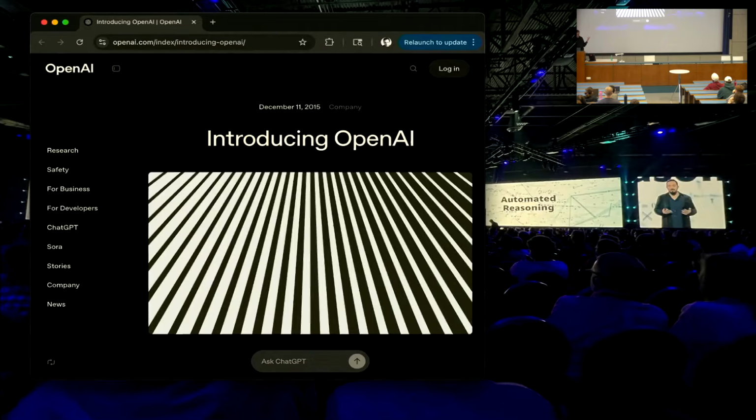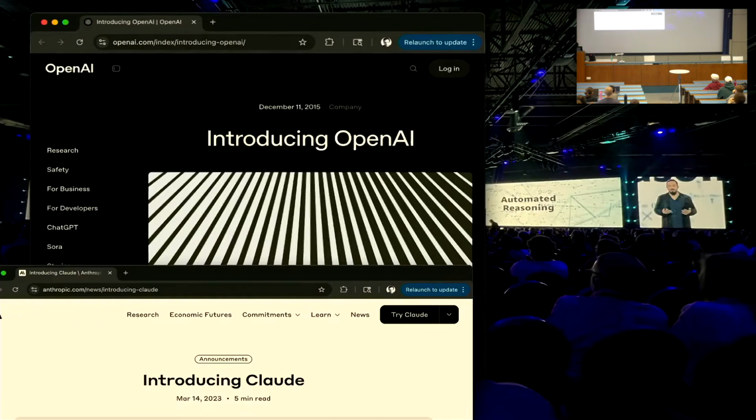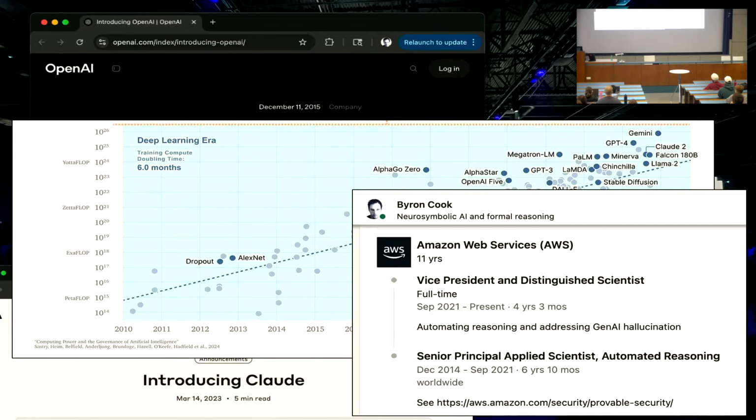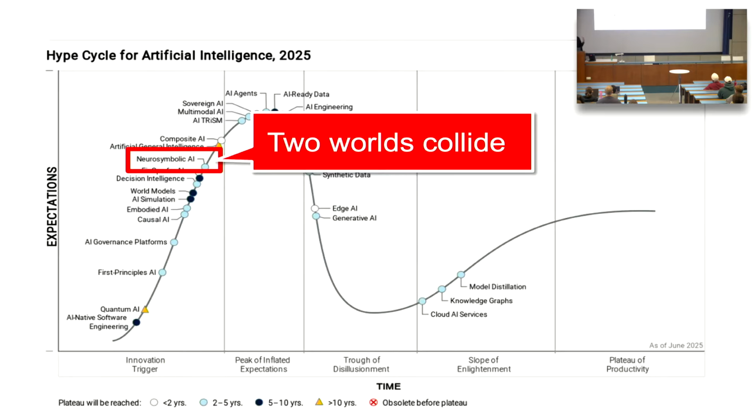I think we all probably know the story about OpenAI and Anthropic. It was Google, and then OpenAI, and then a diaspora to companies like Anthropic. That's been an amazing past ten years or so. Meanwhile, we were working on the dual side of that with formal reasoning at Amazon. And what's happened really is that the two worlds have collided, and I've already alluded to this.